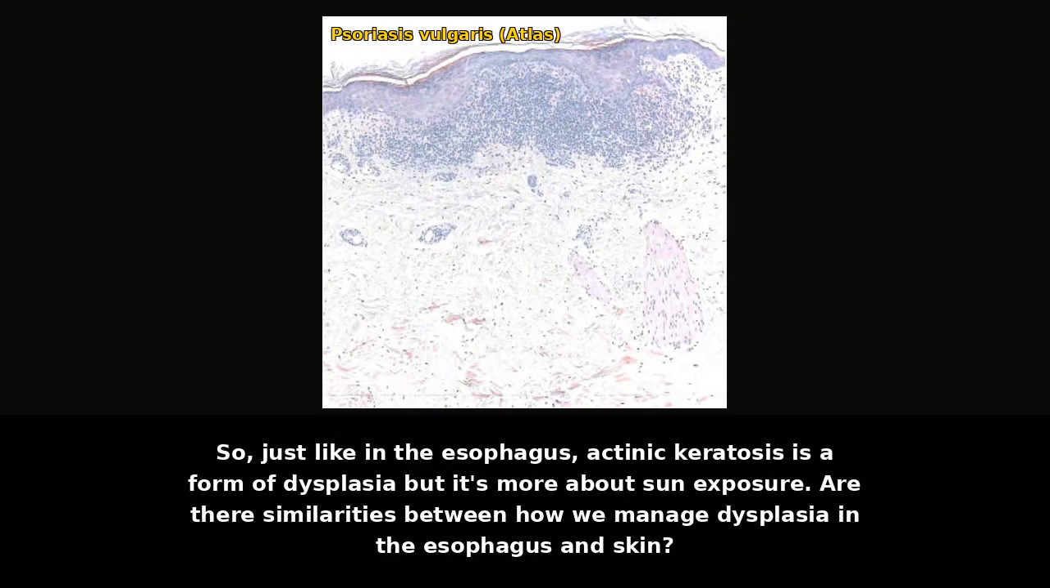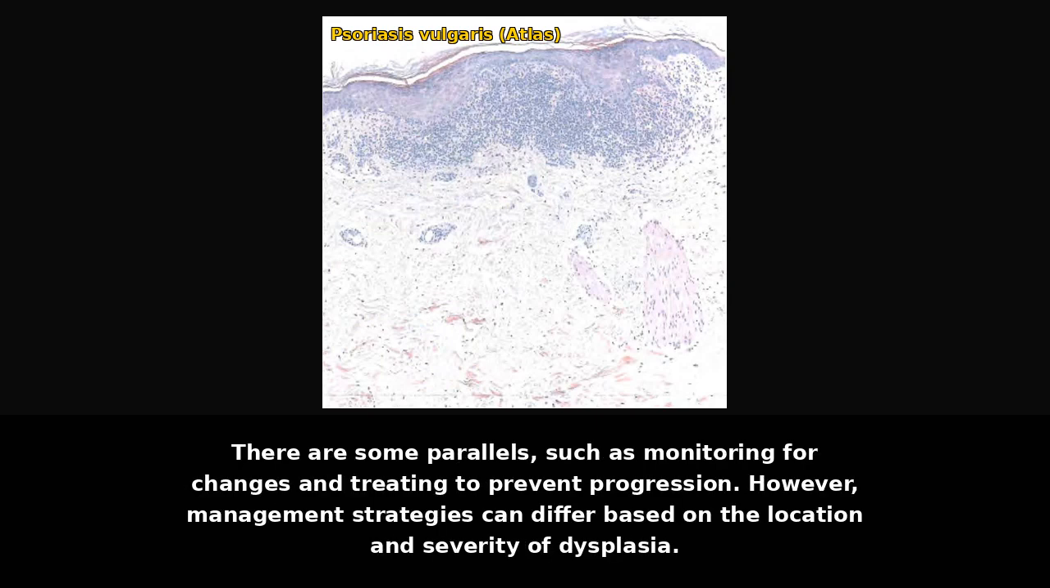So just like in the esophagus, actinic keratosis is a form of dysplasia, but it's more about sun exposure. Are there similarities between how we manage dysplasia in the esophagus and skin? There are some parallels, such as monitoring for changes and treating to prevent progression. However, management strategies can differ based on the location and severity of dysplasia.